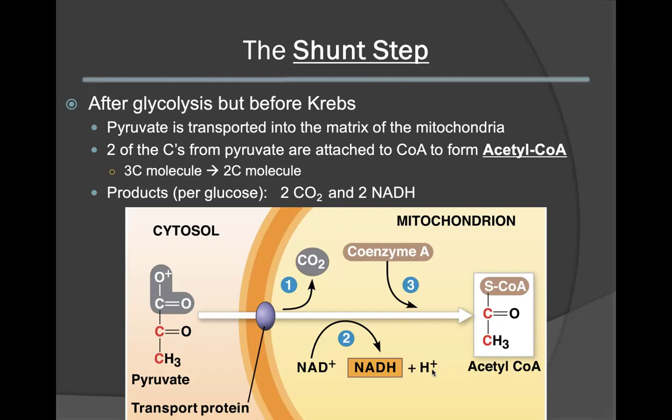In this process, we also have the ability to generate electron carriers as we form carbon dioxide, and as we're losing that carbon. We can take electrons from that carbon and deliver them to the NAD plus electron carrier. So we have formed NADH in this process, and we have also formed carbon dioxide and acetyl-CoA. Remember that from the process of glycolysis, we would have 2 pyruvate molecules. So this process of the shunt step would occur twice for every glucose molecule coming into the cell.